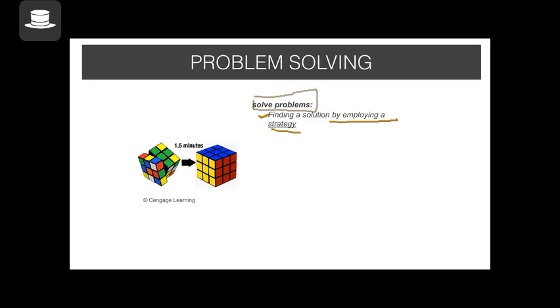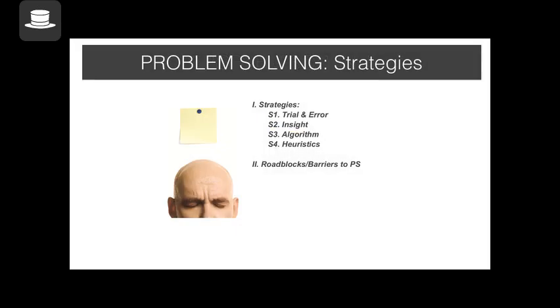Well, then the next question would be, what are these strategies? There are several strategies one can apply, but the psychologists are most interested in these specific strategies: the trial and error strategy, insight, algorithm, and heuristics. And we'll talk about each one of these strategies. Because these are strategies, I named them S1, S2, S3, S4. So strategy 1, strategy 2, 3, and 4.